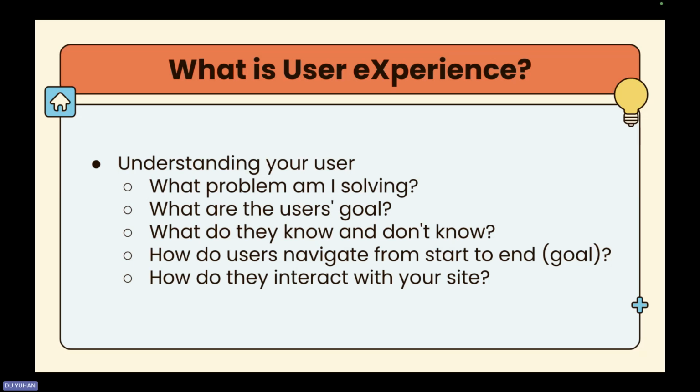Firstly, what problem are you solving for your user? Next, what are the users' goals? Like, what do they want out of this application that you're making for them? What do users know and don't know? This might sound a little bit complex, but I'll get into more details later. How do users navigate your app from the start to the end? Like, is there a button to transition from the home screen to, for example, your profile page? And lastly, how do users interact with your site? For example, buttons, etc.